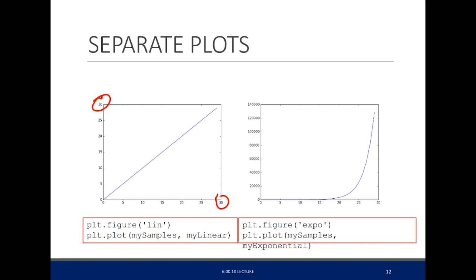When I call plt.figure with expo, that has now a new window with the name expo inside of it. And when I call plot of my samples and my exponential, it gives me a different graph. The range here is automatically set to be the largest value I need to show the same thing. That's 140,000. But now I can compare those 2 graphs. I can see the effects of these 2 different displays inside of each window without having them, if you like, buried one very tiny inside of a second one inside of the same window.